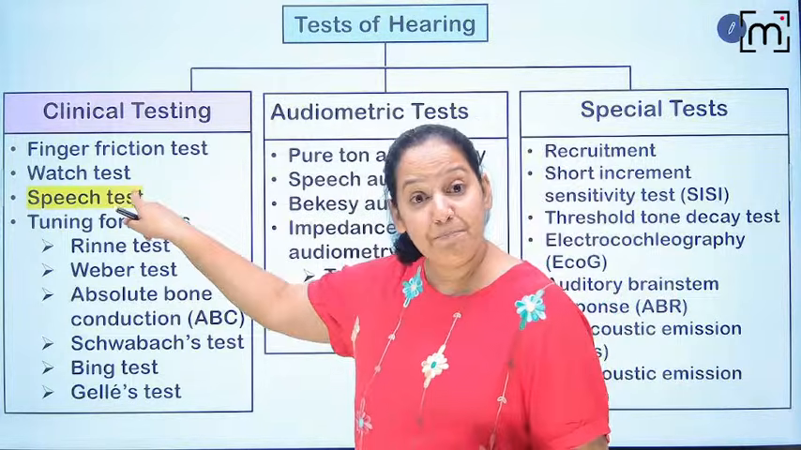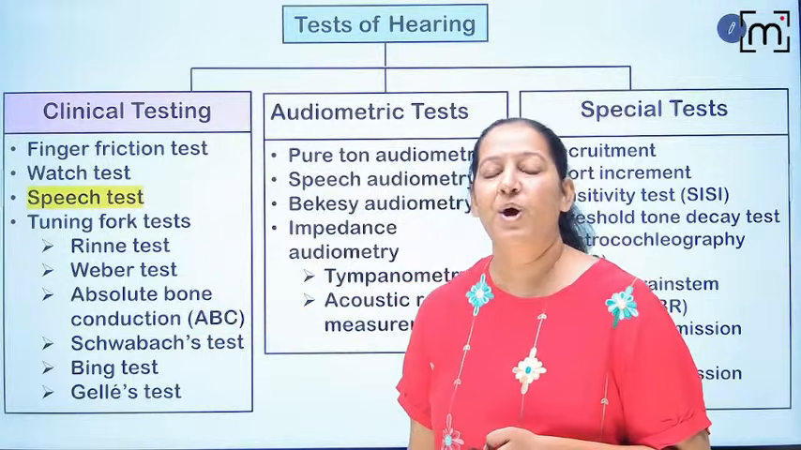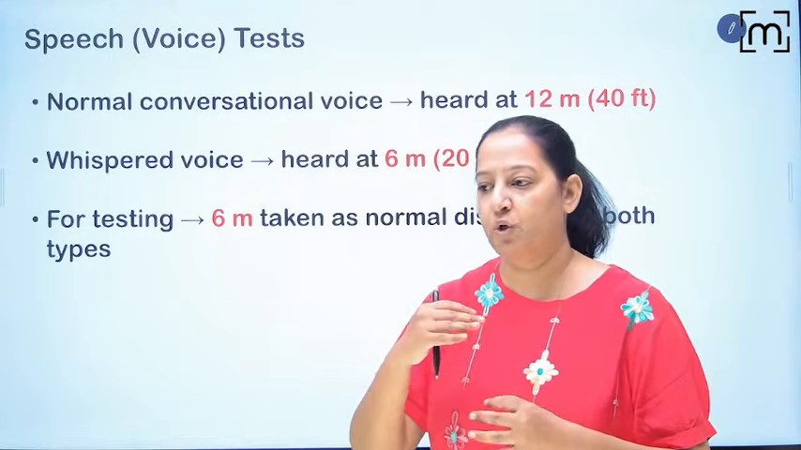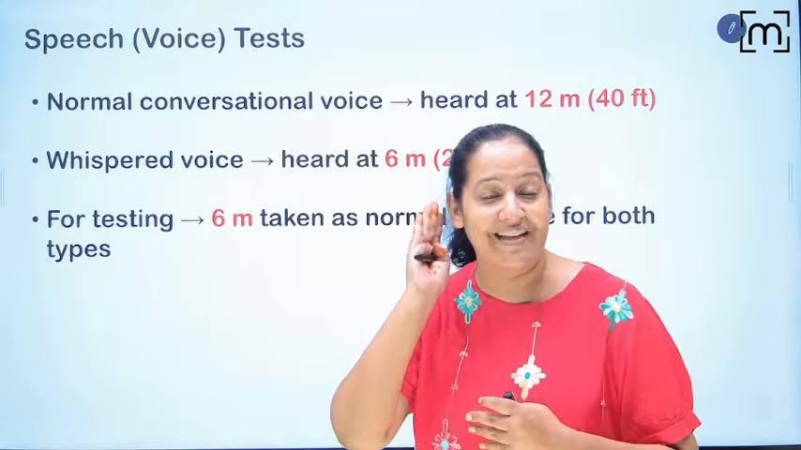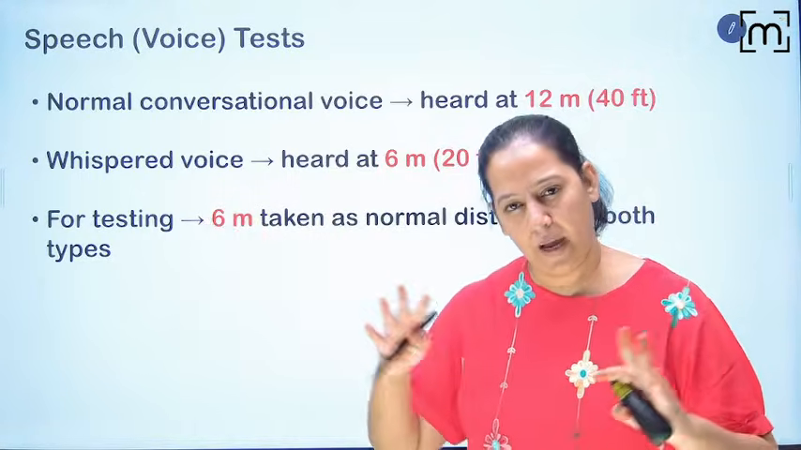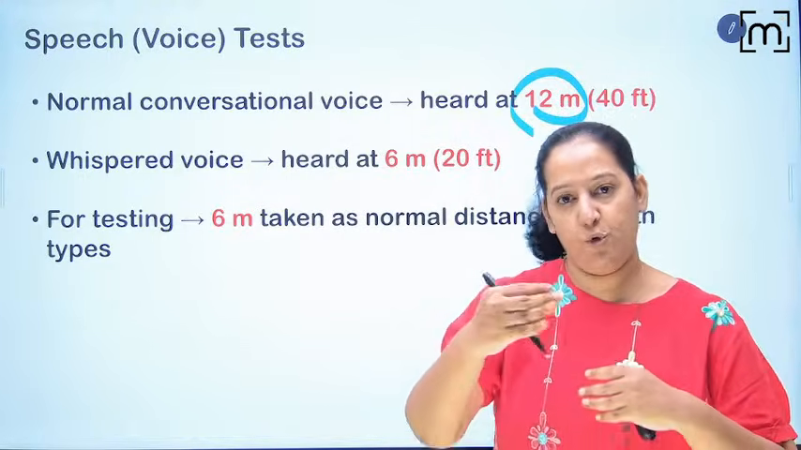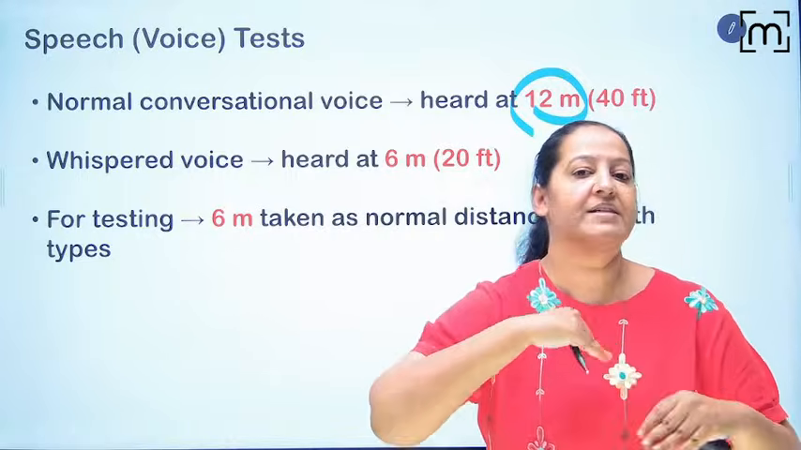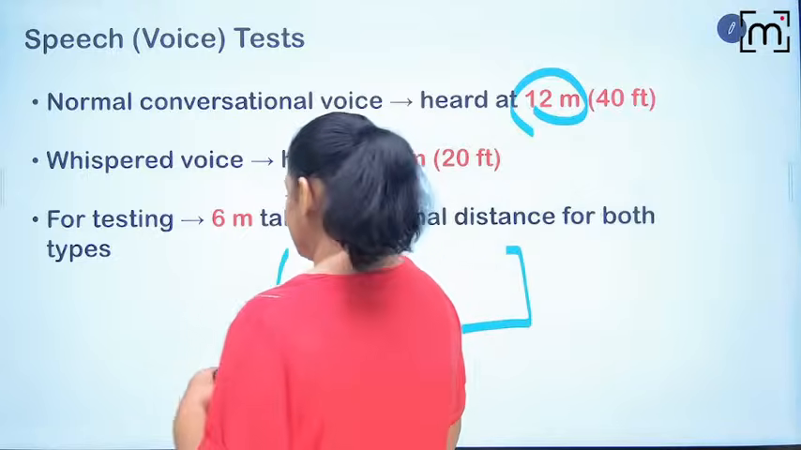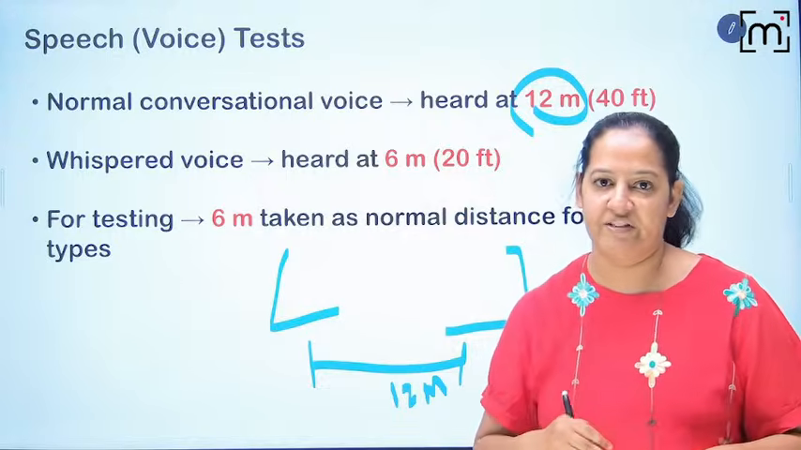The third test is the speech test. We are done with finger friction. We are done with the watch. Basic rule: I'm talking, you are hearing. What is the minimum distance between the person who is talking and the person who is listening so that the person can hear clearly? For normal conversation, without shouting, the distance should be 12 meters. If two persons are sitting at 12 meters, we can hear each other.